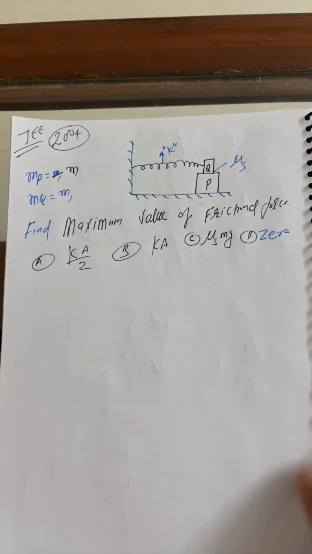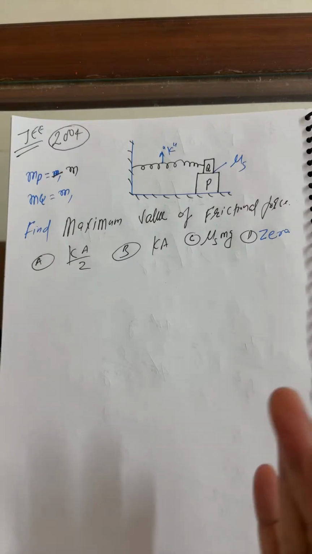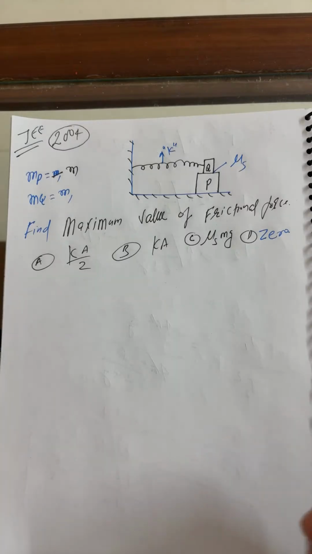Again, I'll repeat the question. This question was asked in JEE Advanced 2004, screening round. There is a setup in front of you with two blocks, P and Q, both identical in mass. If you pull the blocks to a distance A, block Q performs oscillation without slipping. So what is the maximum value of the frictional force? This is the question we need to understand.